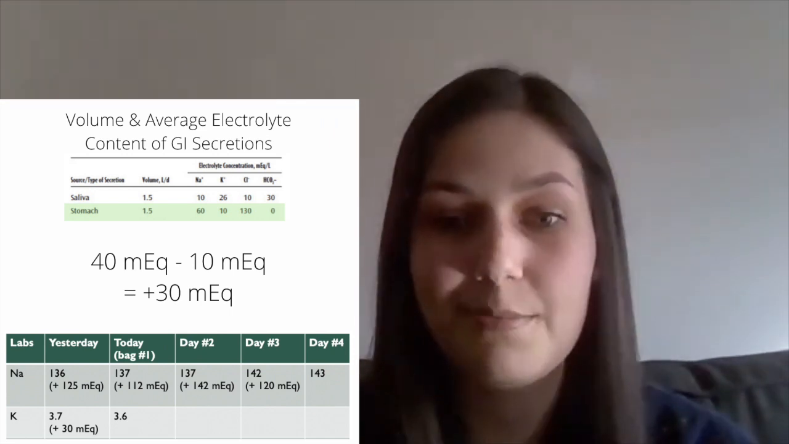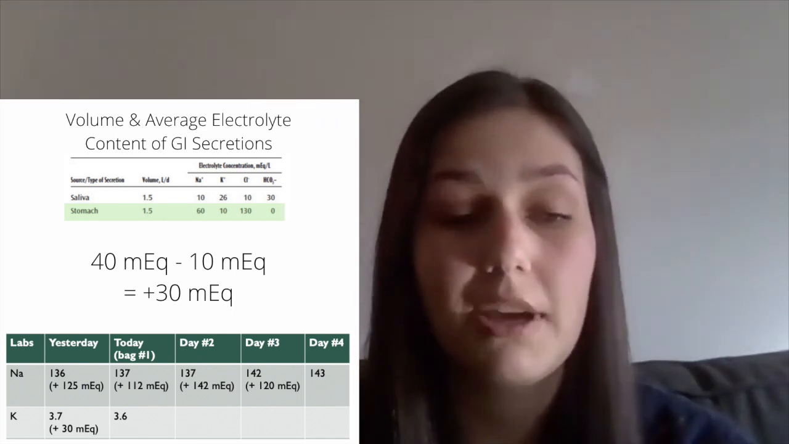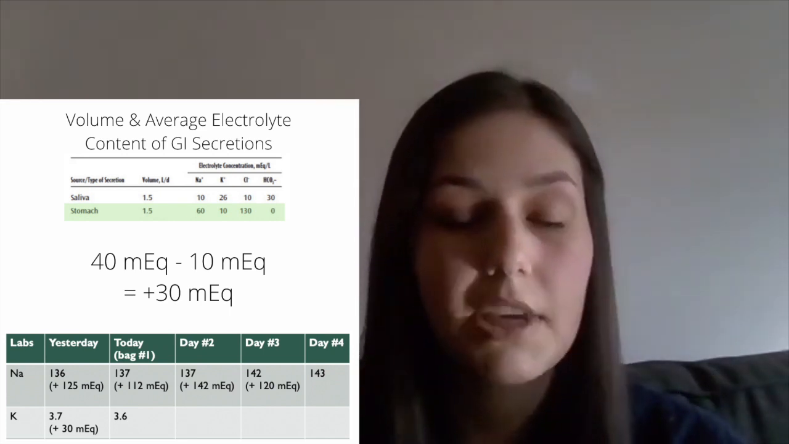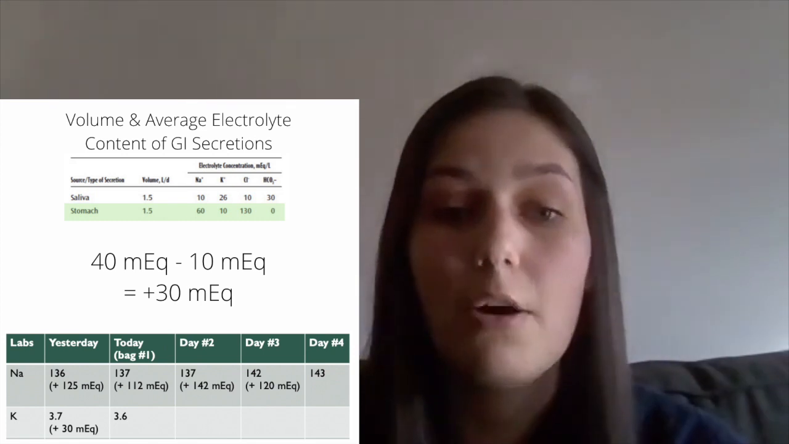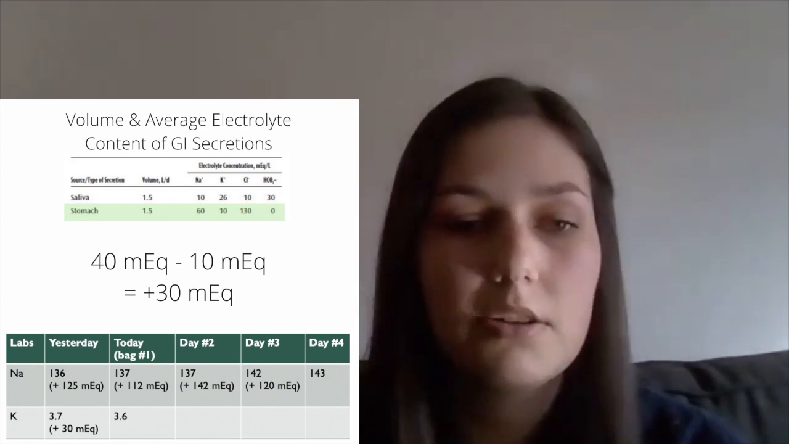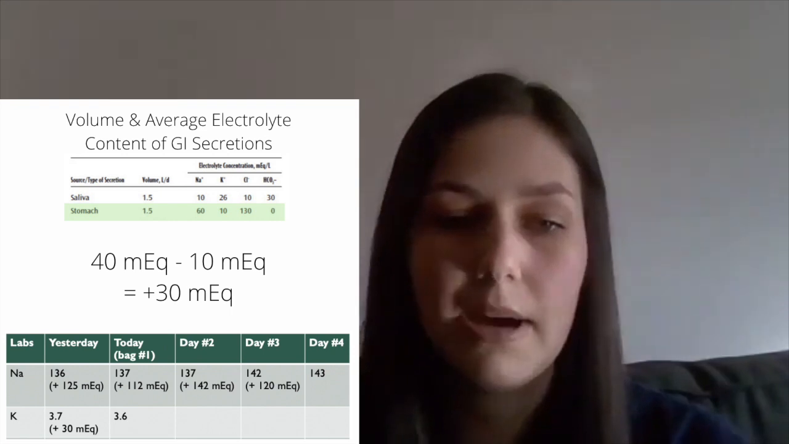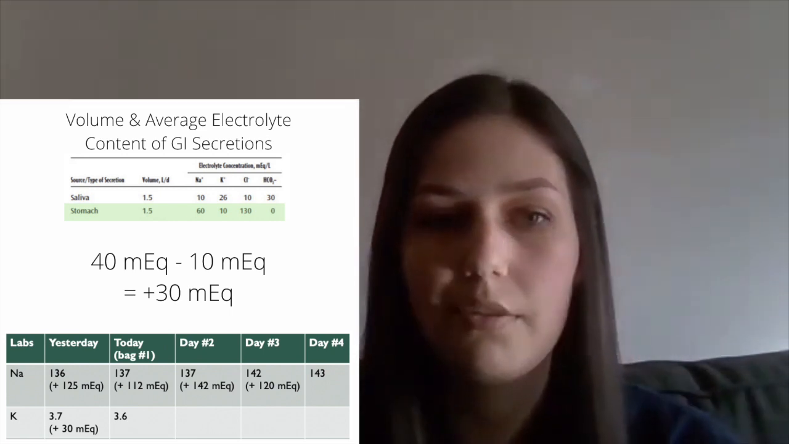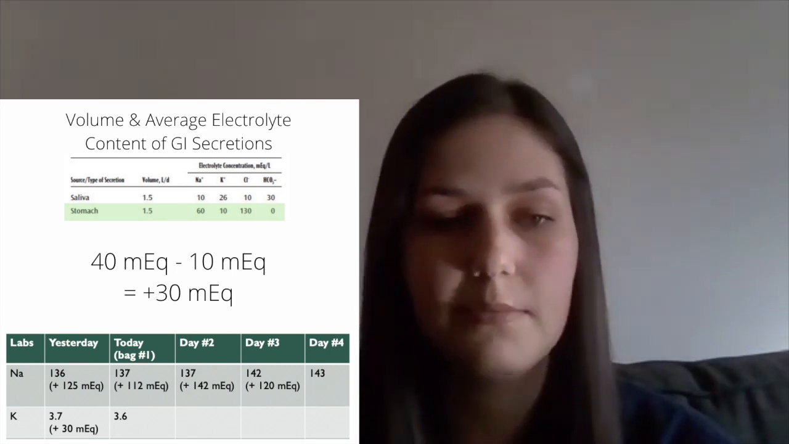So if we're doing our inputs and outputs math again, we have an input of 40 milliequivalents of potassium from the IV rider, and we have 10 milliequivalents of output from the NG tube. So the patient has received a net positive 30 milliequivalents of potassium over 24 hours, or from yesterday to today on our labs table.